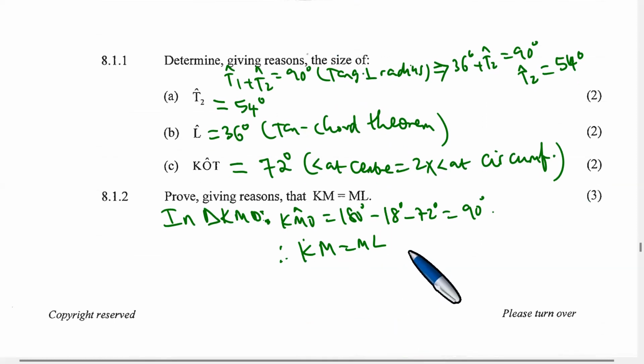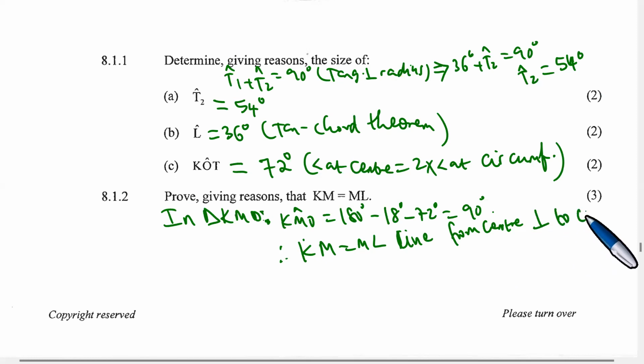And therefore KM equals ML, which means the line from center, perpendicular to chord, must bisect the chord. So we have that one.